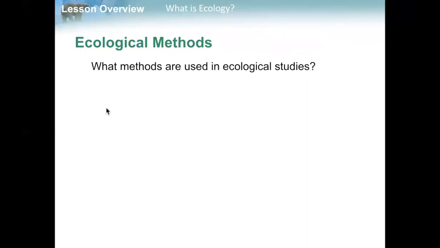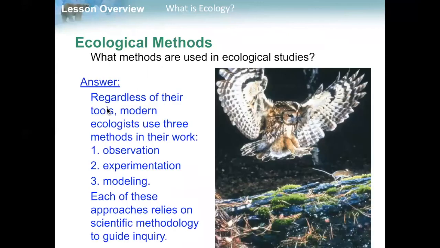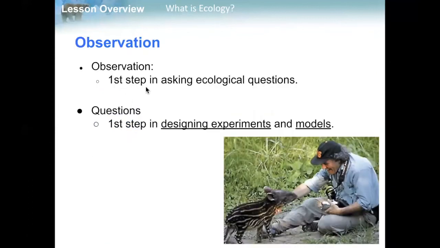What methods are used in ecological studies? Regardless of their tools, modern ecologists use three methods in their work: observation, experimentation, and modeling. Each of these approaches relies on scientific methodology to guide inquiry. So, in observation, you ask ecological questions. And from the questions, you want to design experiments and models.